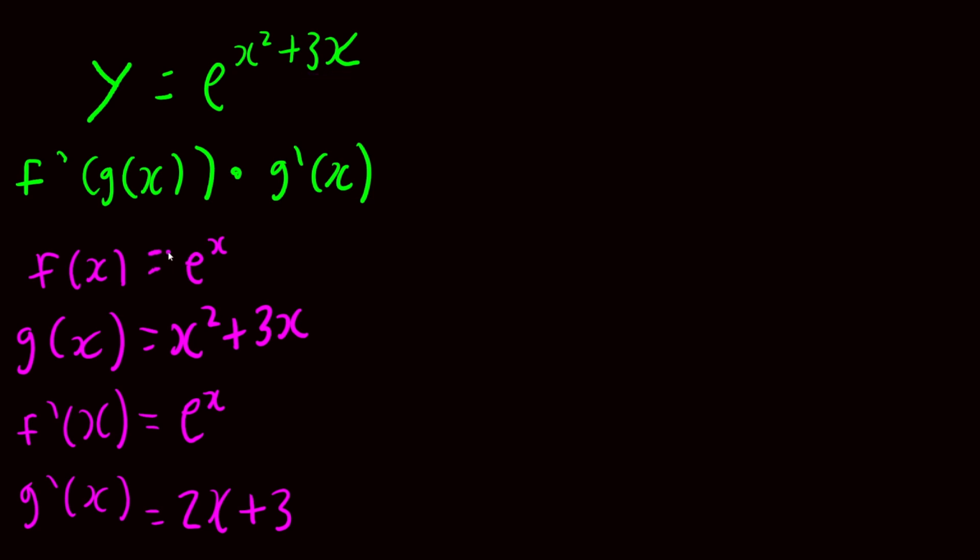Okay. Now we have all of our ingredients. Let's put it all into our recipe. So f prime of g of x, well, f prime is e to the x. g of x is x squared plus 3x times g prime of x. g prime of x is 2x plus 3. So what does that give us? Oh, we don't need to simplify.